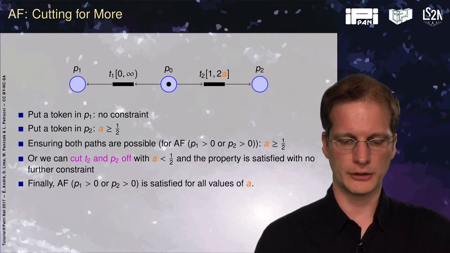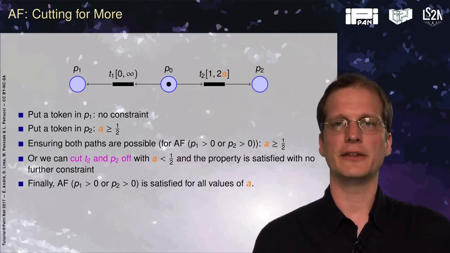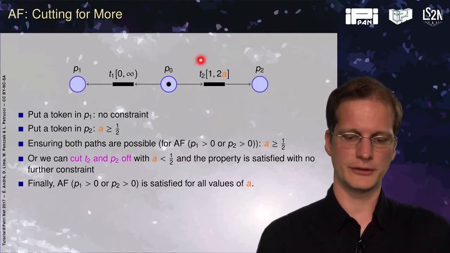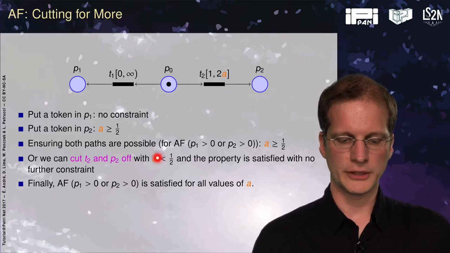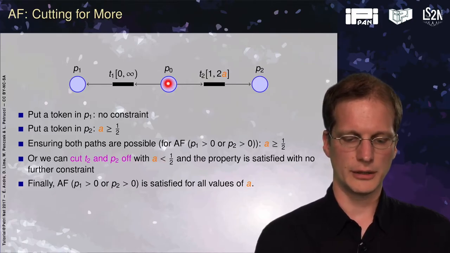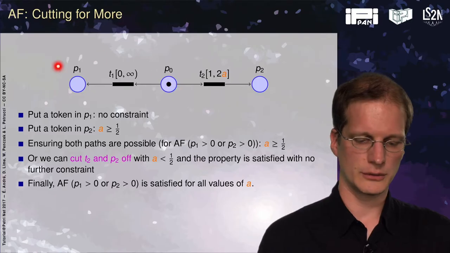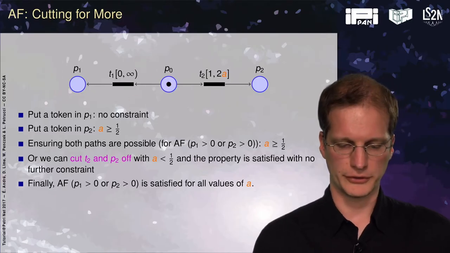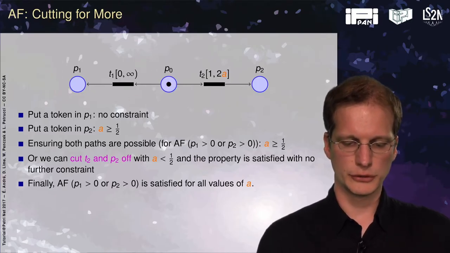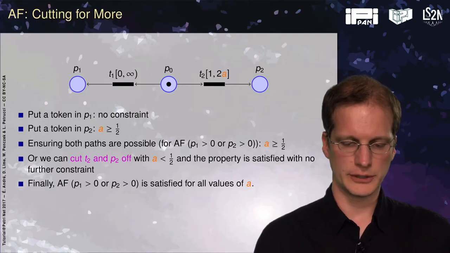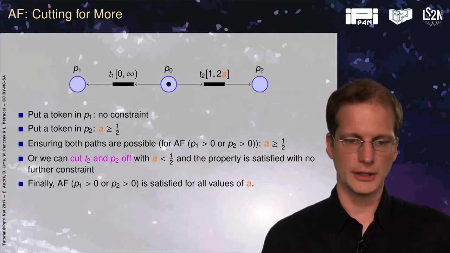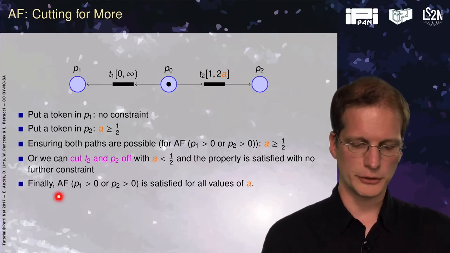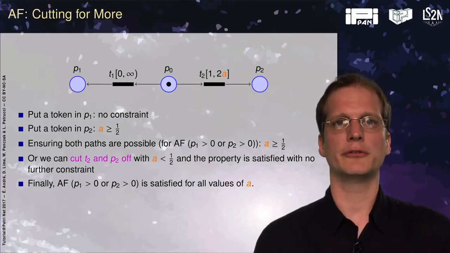Well, we can just take A is less than 1/2, so this interval is empty, so we cannot take this transition. So for A less than 1/2, we actually have that we can satisfy the property. So if we do the union of both possibilities, we get A less than 1/2 or greater or equal to 1/2, and we see that actually this property is satisfied for every value of A.